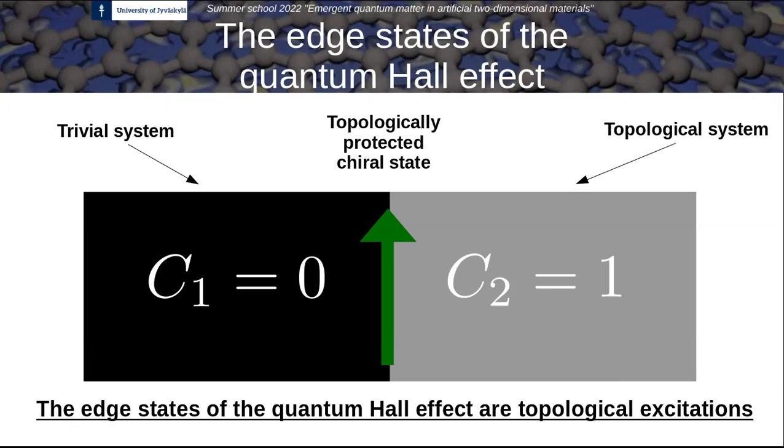And for example, in the case of the Chern number, the number of edge states that you have at the interface is actually just the difference between the Chern numbers. So if you have Chern number 0 on the left and Chern number 1 on the right, then you are going to have one edge state. If you have on the left 0, on the right 2, then you are going to have two edge states. If you have 0 and 3, you are going to have three edge states. But if you now have Chern number 2 and Chern number 3, then at the interface, you are going to have just one edge state. So always the difference between Chern numbers.